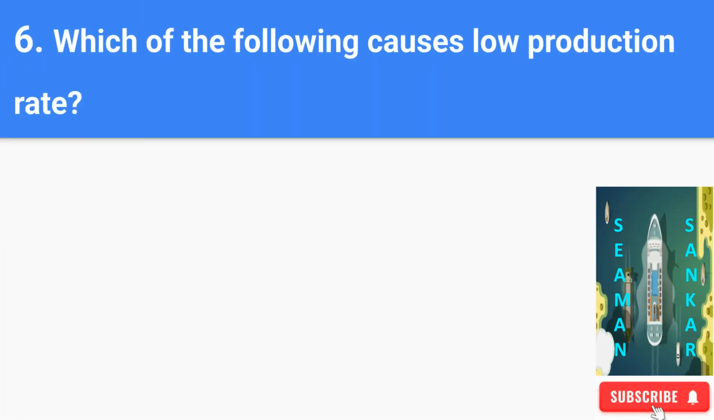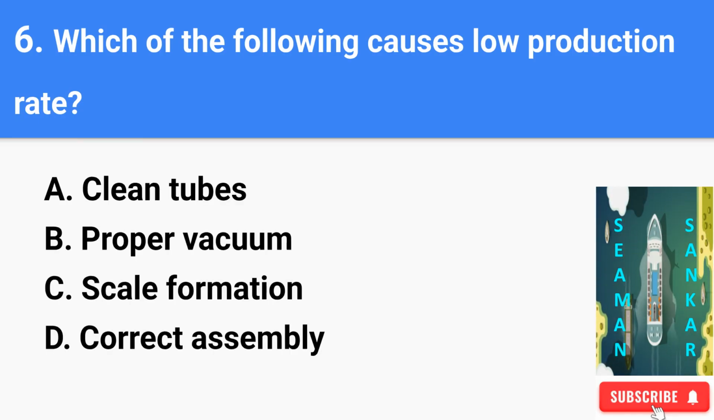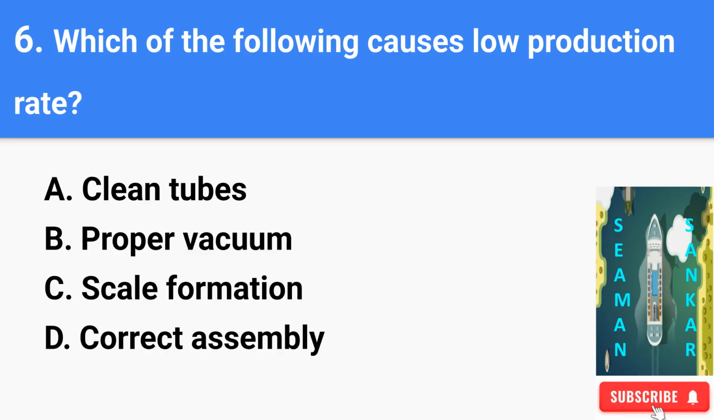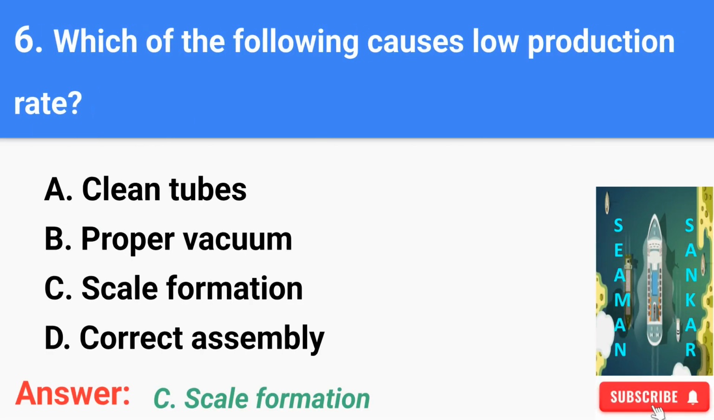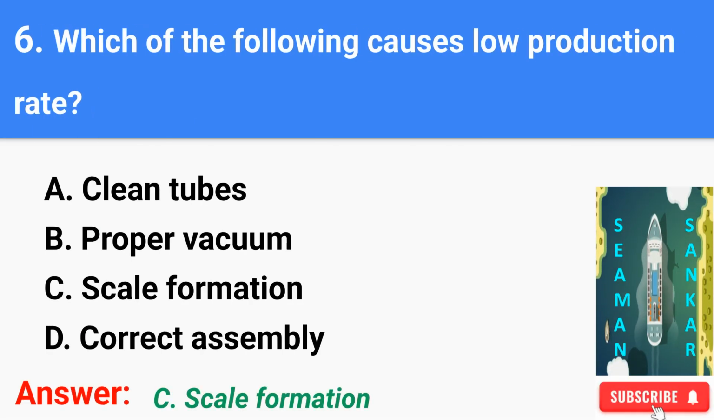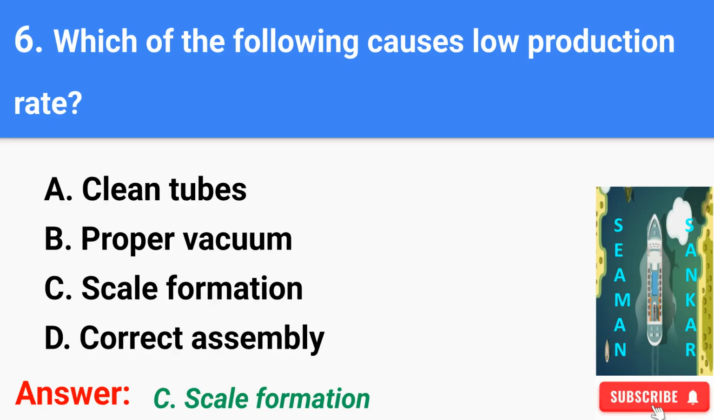Question 6. Which of the following causes low production rate? A. Clean tubes. B. Proper vacuum. C. Scale formation. D. Correct assembly. The correct answer is C. Scale formation. Scaling on heat exchanger tubes reduces heat transfer efficiency, leading to a lower freshwater production rate.